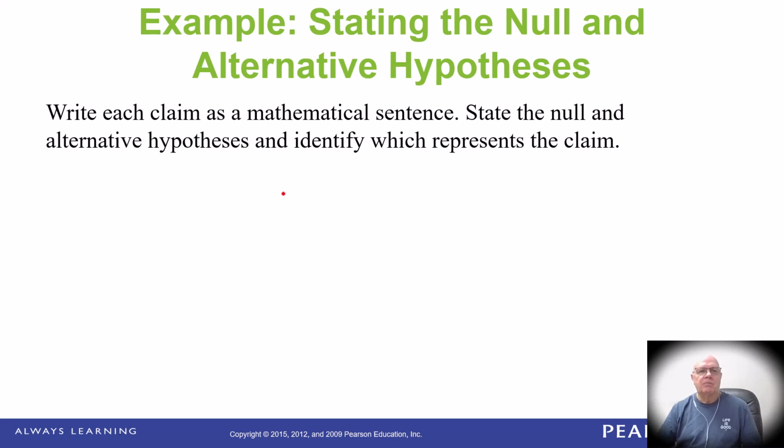All right, so we're going to experiment with this a little bit, or test what we can do so far. First, you want to write the claim mathematically, because this is sort of a math class. It's statistics, but it's math too. Write the null and alternate hypothesis and identify which represents the claim. In other words, you have the null, you have the alternate, and the one up here has equals somewhere in it.